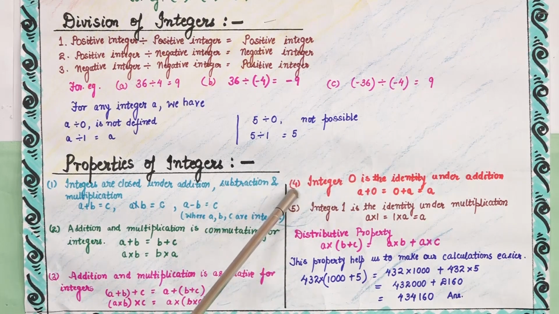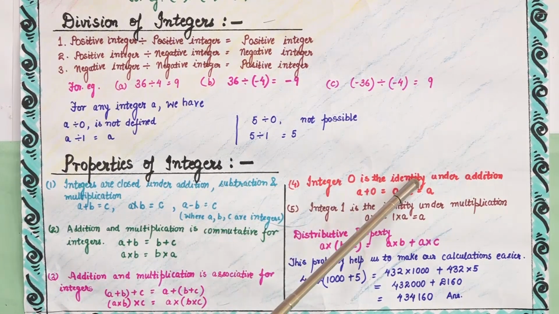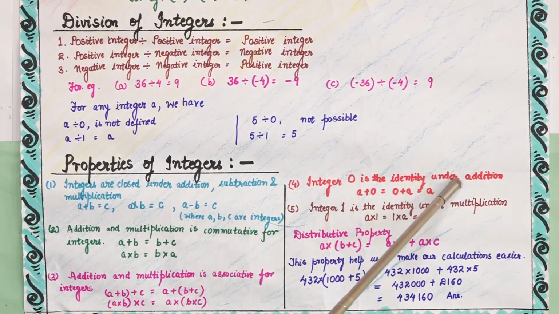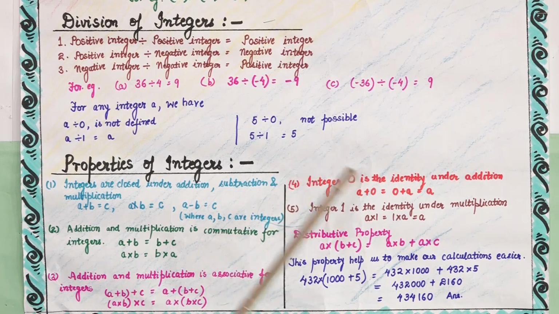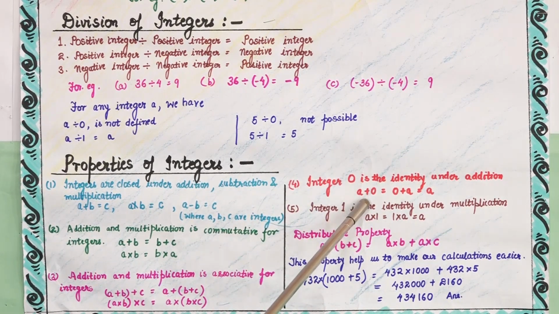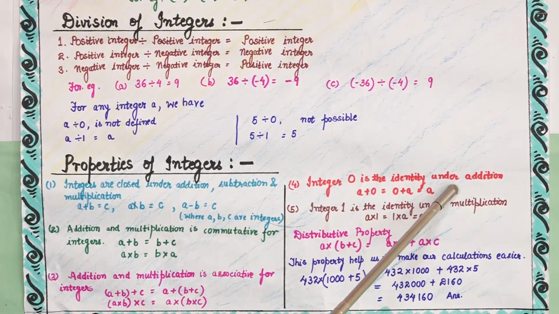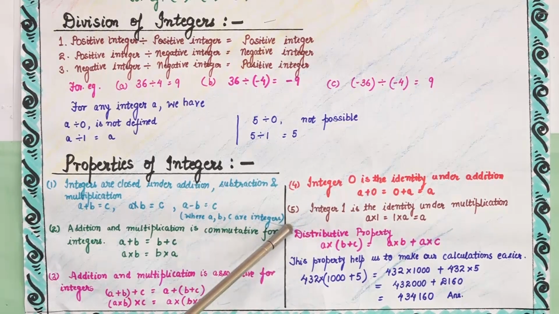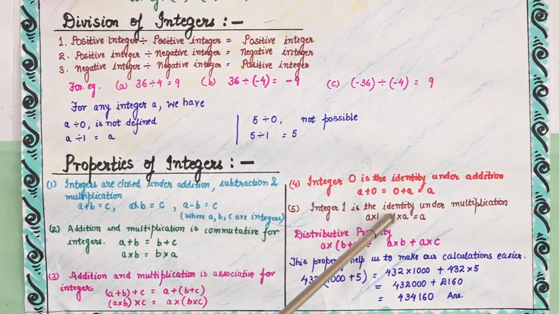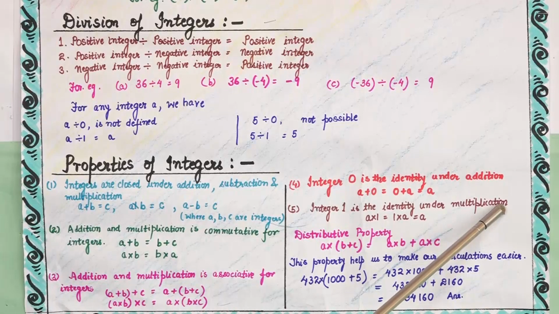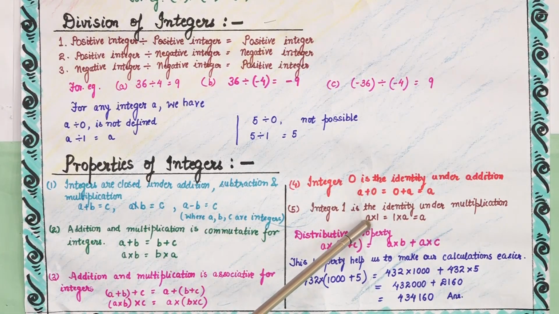Now, the fourth property is the additive identity. 0 is the additive identity of integers. That means if we add 0 to any integer, we get the same integer. Now the fifth property is that 1 is the identity under multiplication. That means if we multiply an integer with 1, in the answer we will get the integer itself.